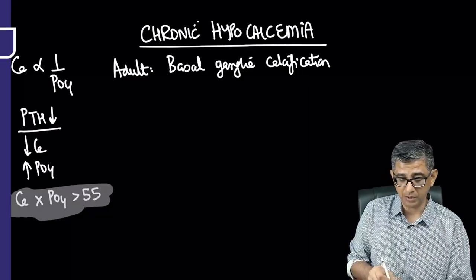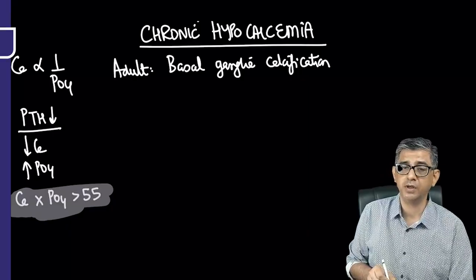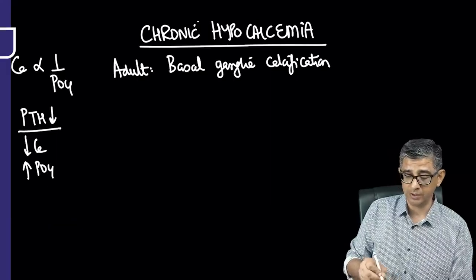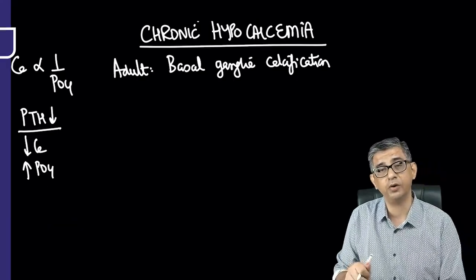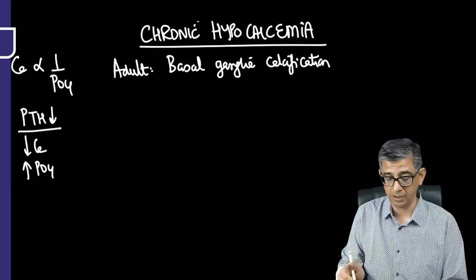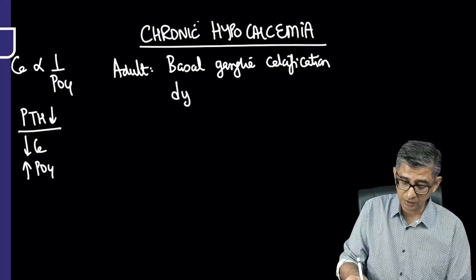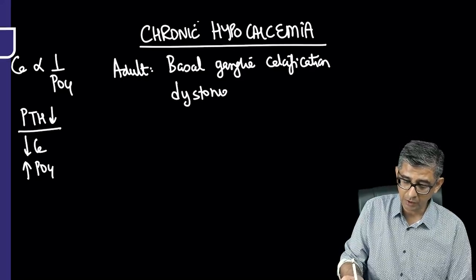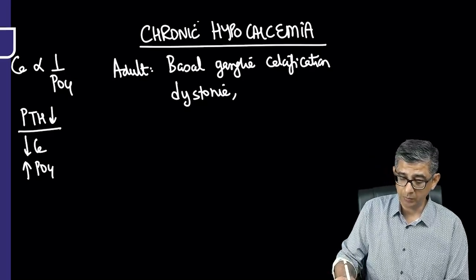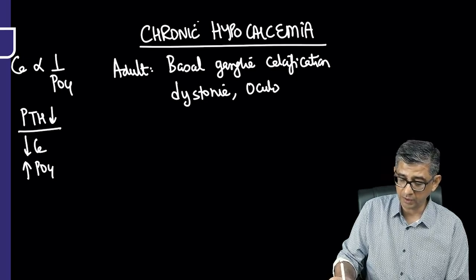Ultimately, what happens in the patient is that whether it is calcium or phosphate, an increase in either of the two will contribute to calcium phosphate getting deposited. So in persons with hypoparathyroidism, it is the phosphate rise which explains this basal ganglia calcification. As a result, the features in the patient would be extrapyramidal, that is dystonia, or you could have an oculogyric crisis.